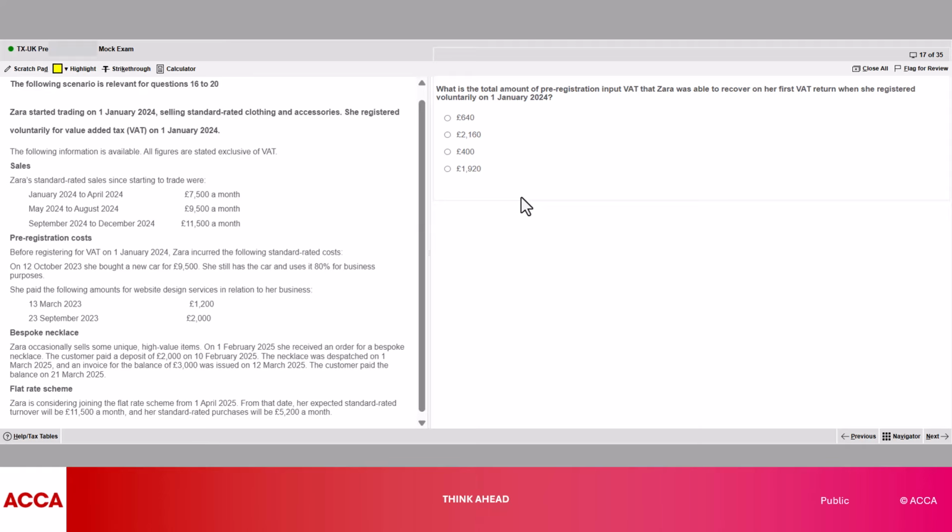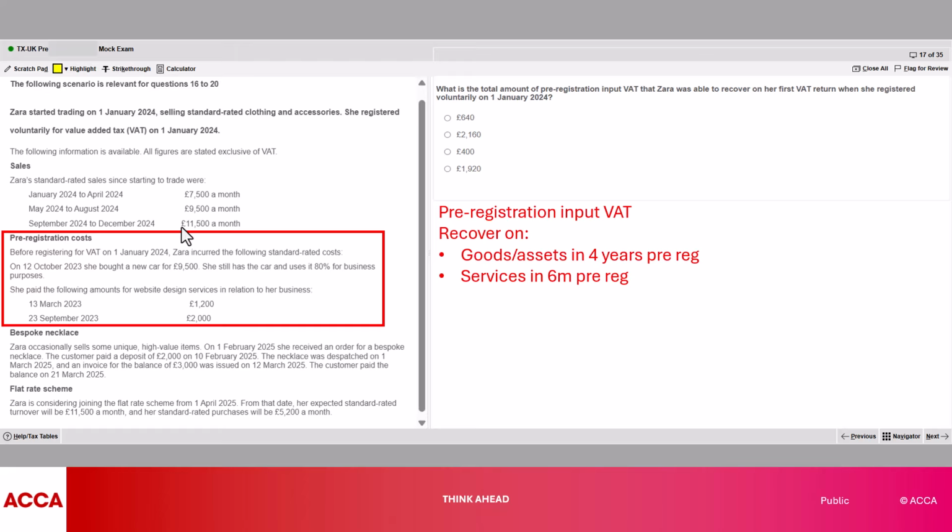Our next question is about pre-registration input VAT, the information that we need here. We've got some details about costs incurred by Zara before she registered. So we're now assuming that she registered on the 1st of January 2024. And you need to remember that pre-registration input VAT can generally be recovered on any goods or assets that were purchased in the 4 years before registration, as long as those are still held, and on any services in the 6 months before registration.